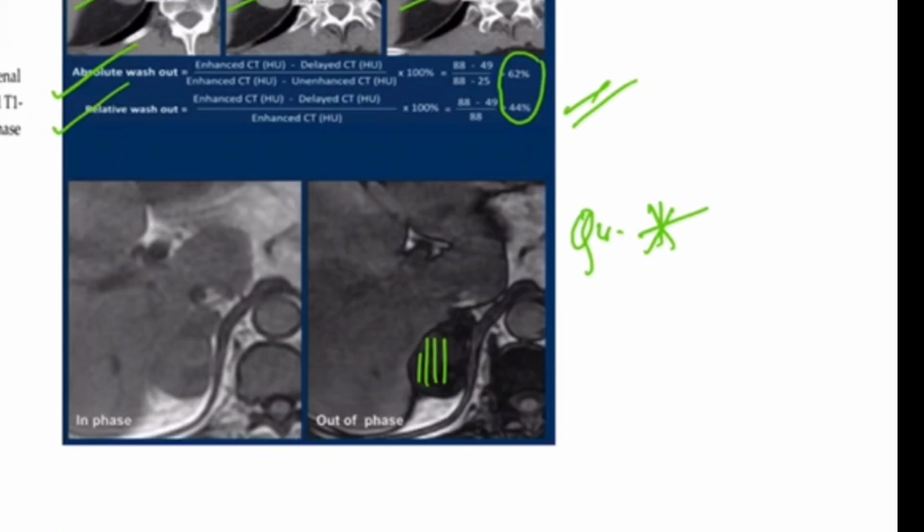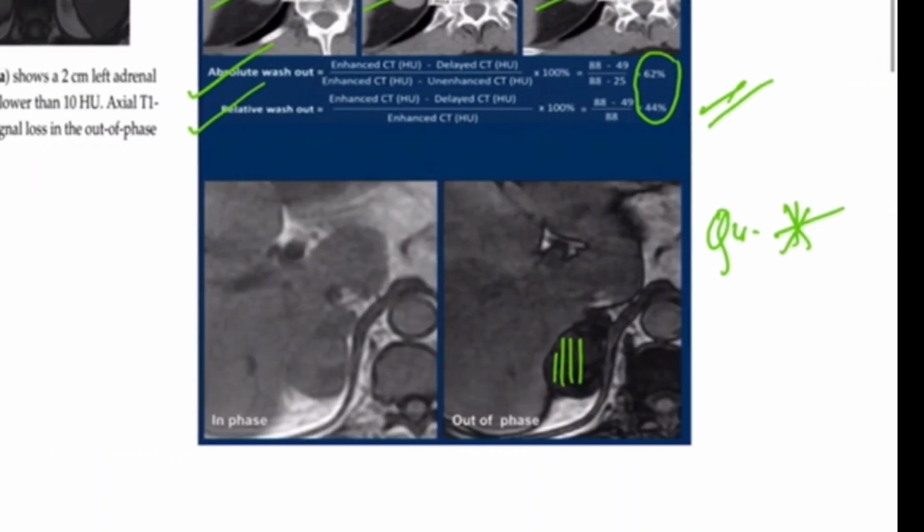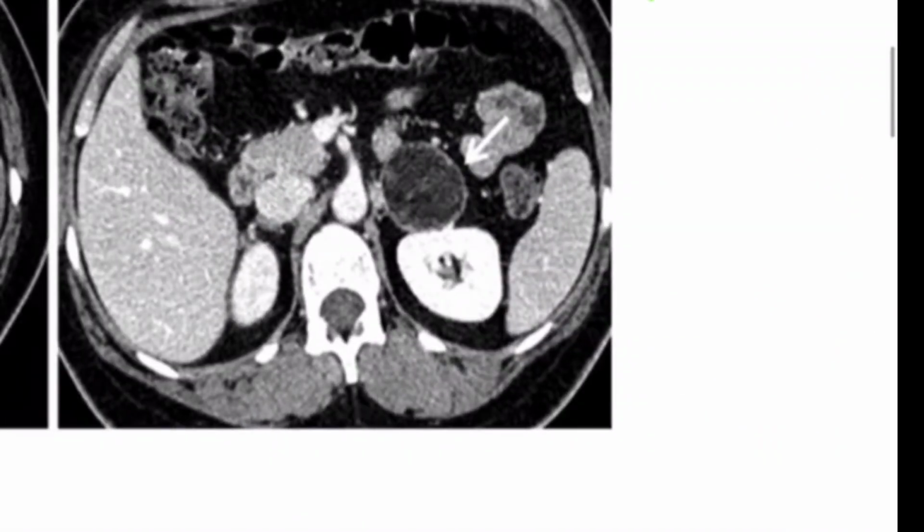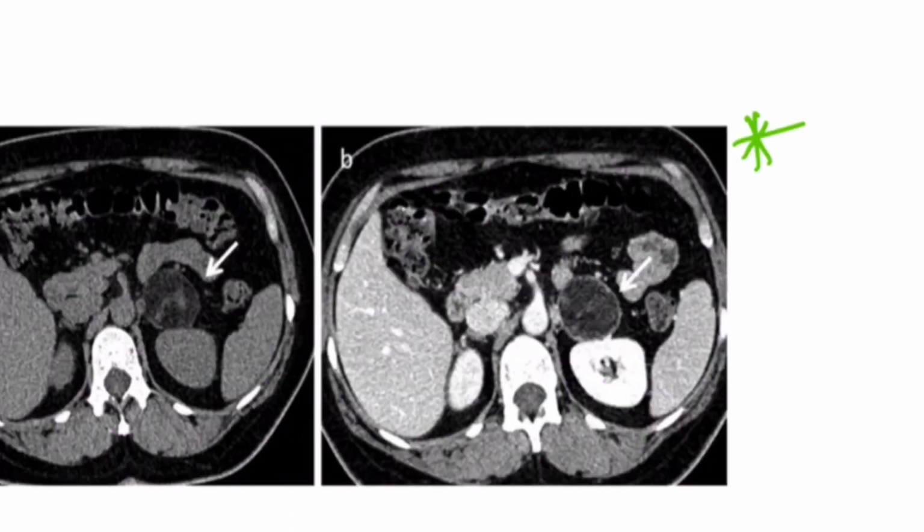Also mind you one thing: out of phase chemical shift imaging is not appropriate for myelolipoma, because they have gross fat, extracellular fat, and this extracellular fat does not cause signal drop on out of phase images. So for myelolipoma, CT is very good, or T1 MR with fat-sat T1 is good, but not in-phase and out-of-phase imaging.